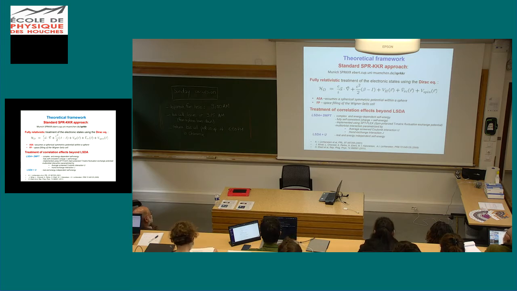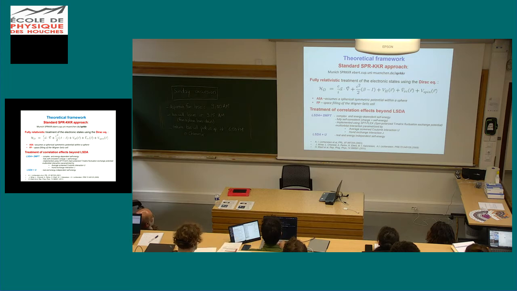The treatment of the correlation effects can be done also beyond the LSDA. By this implementation, LSDA plus DMFT and LSDA plus U, the first one, LSDA plus DMFT, implies a complex energy-dependent self-energy, whilst the other implies a real and energy-independent self-energy. These were implemented in the SPR-KKR code, and the multi-orbital interaction is parameterized by the so-called average screened Coulomb interaction, this Hubbard U term, and the Hund exchange interaction J, which you will see later in my presentation. And about these developments you find information in these papers.